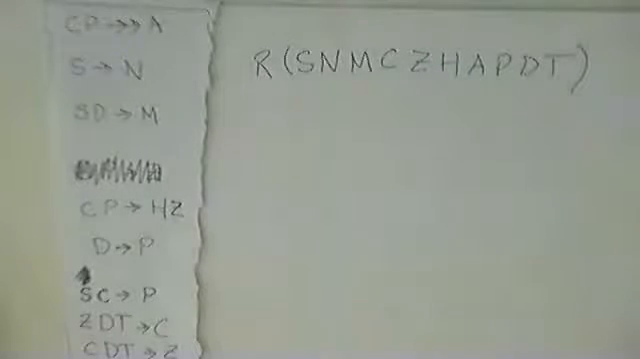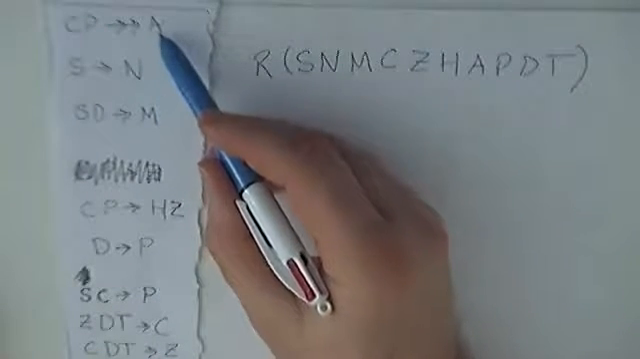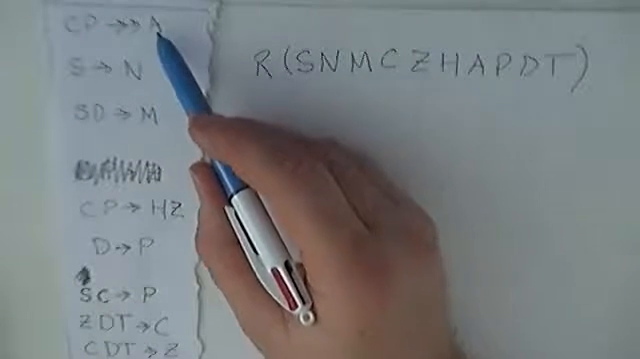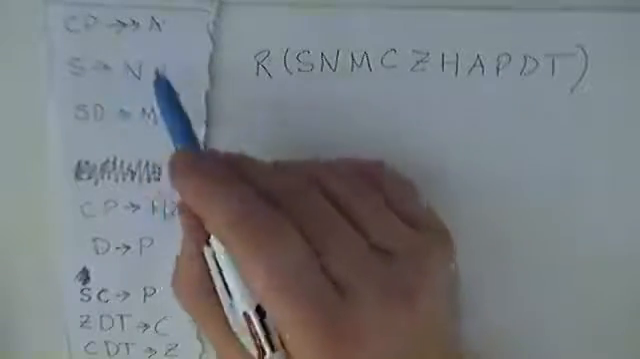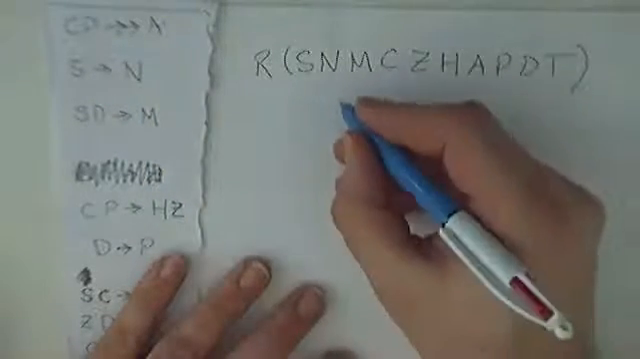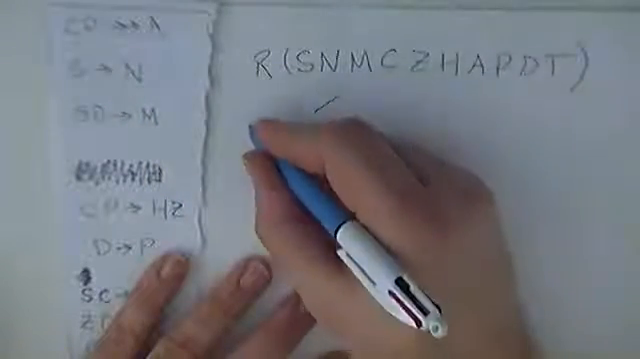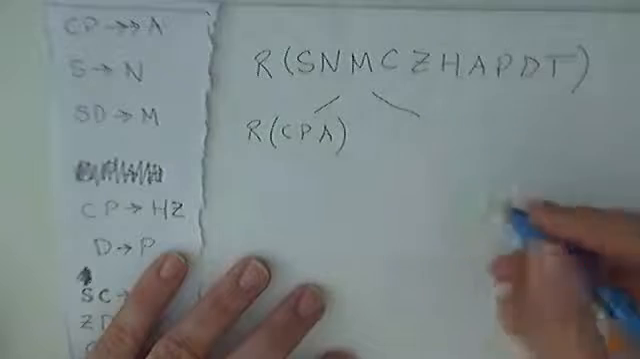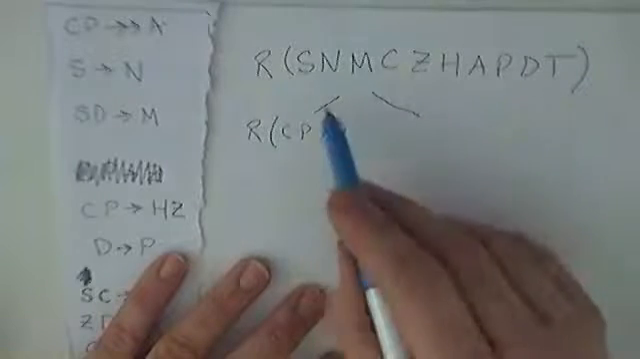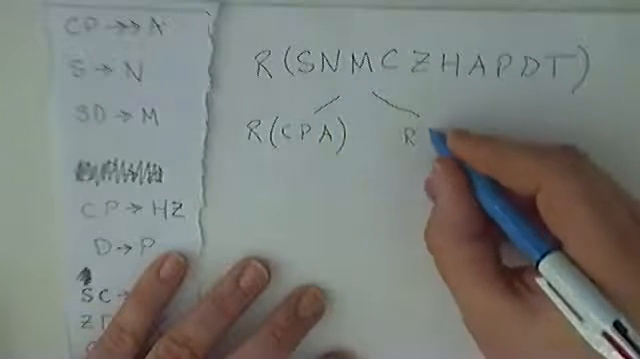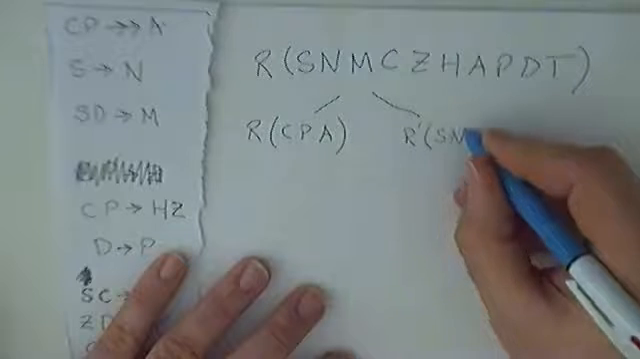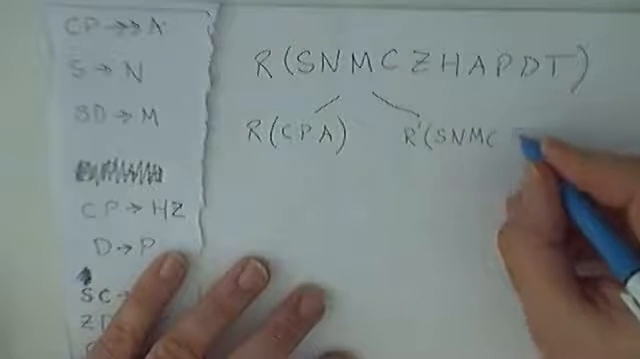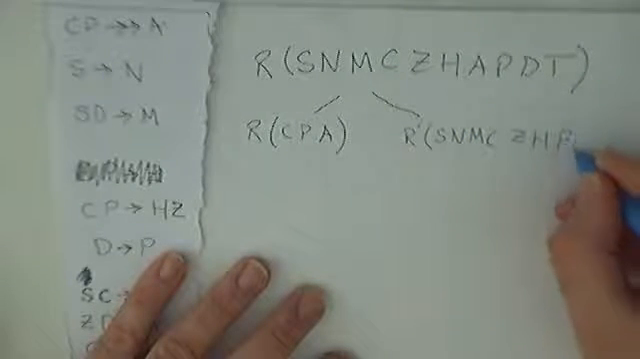So the very first step, and generally speaking, when you have these kind of things, I think the first thing you want to do, as just a heuristic, is the multi-value dependencies first. So what's this going to give us? It's going to give us R, just like the other one, and then all of this minus A. So we're going to get R prime: S, N, M, C, Z, H, P, D, T.